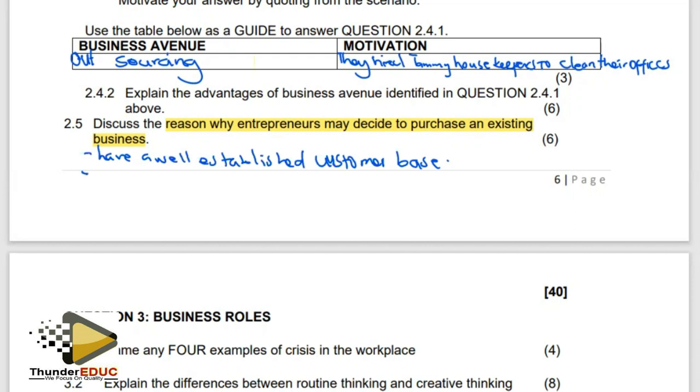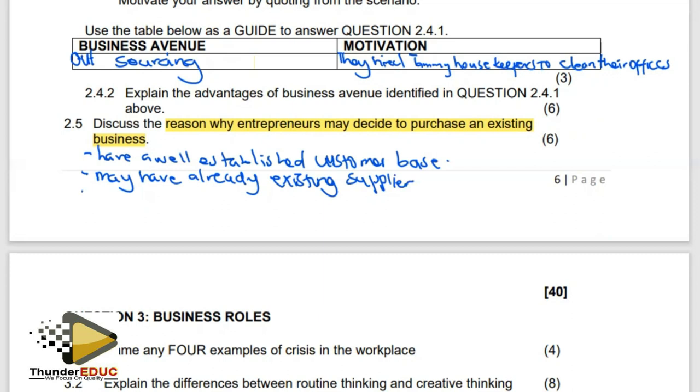Besides that, the business may already have existing suppliers. Instead of starting from scratch, looking for new suppliers, the business already has its suppliers. Therefore, it is of good use to buy a business which already has its existing suppliers.